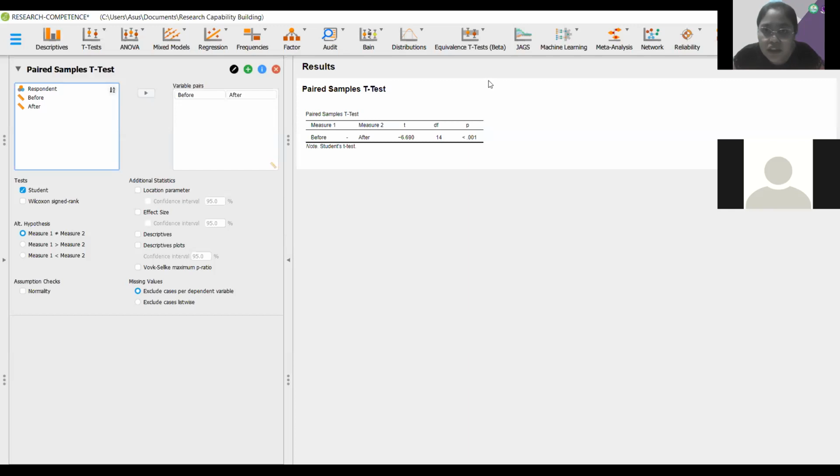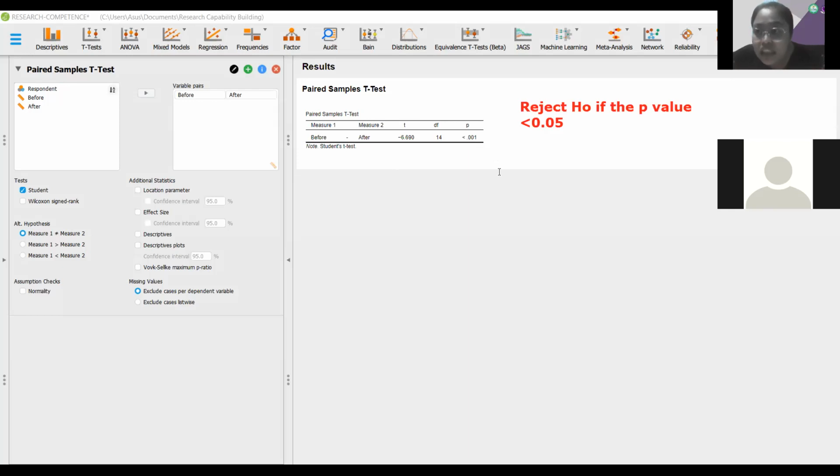So ano nga yung ating decision rule for this? Parehas lang sila ng independent sample t-test. Reject null hypothesis if the p-value is less than 0.05. So as you can see, the p-value is really less than 0.05. So we are rejecting the null hypothesis. That means there is a significant difference between the level of competence of the professors before and after the training.